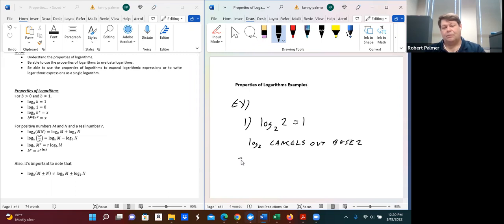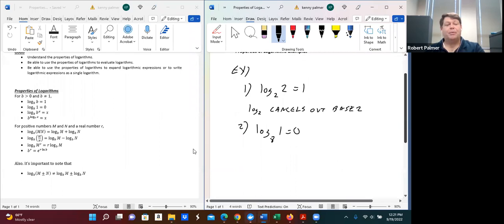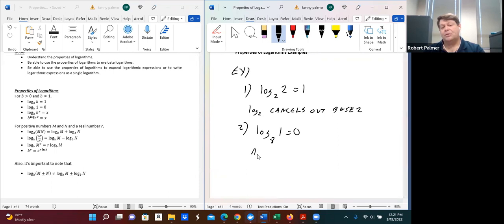Now, let's take a look at the second one. It says log base b of 1 equals 0. So I'll pick another log, let's say log base 8 of 1 equals 0. Now, this is just one example, but the reason this is true is that all logarithmic expressions have 1, 0 as the x-intercept on the graph. That's basically what this is showing. You plug in 1 for x, you get 0.